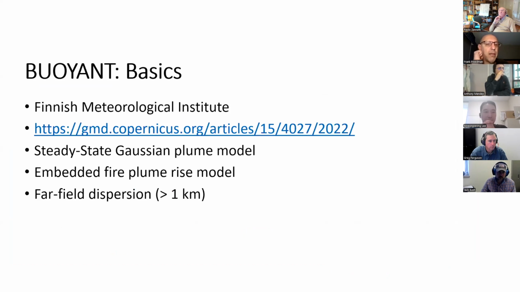Buoyant is the name of the model, and here's some background on it. It's from the Finnish Meteorological Institute. There's a link here, and I'll share these slides after the meeting so you can click on these links if interested. It is a steady state Gaussian plume model with an embedded fire plume rise model for far field dispersion greater than 1 kilometer.